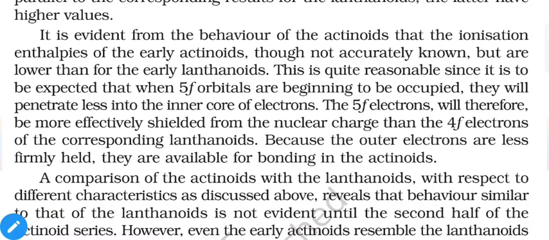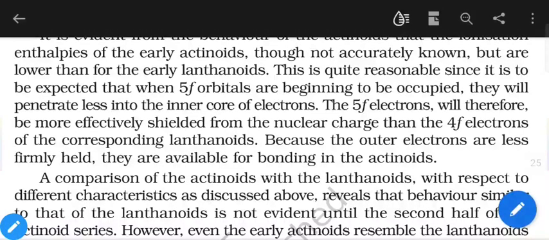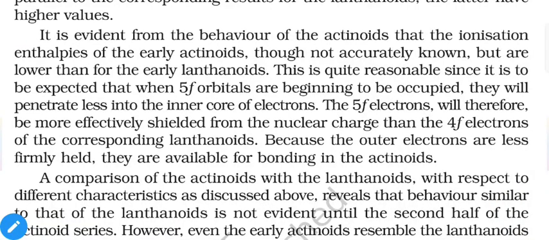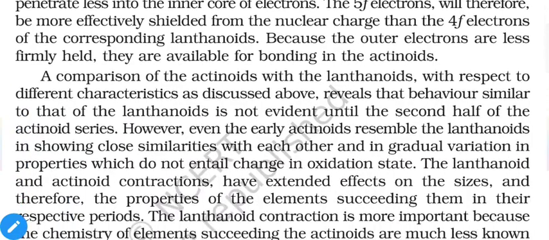So in the case of lanthanoids, 4f orbital electrons are not strongly shielded. That means they form comparatively stronger attraction. Whereas in 5f orbitals, electrons are shielded. That means they are not attracted sufficiently strongly towards the nucleus, and that's why they are easy to remove. Hence, we have comparatively lower ionization enthalpies. And this is the reason these electrons are also available for bonding in actinoids.